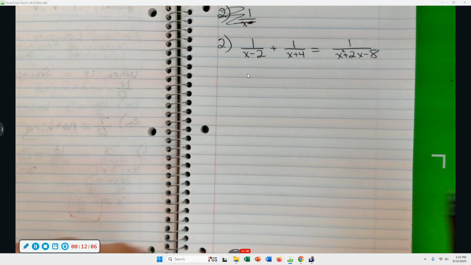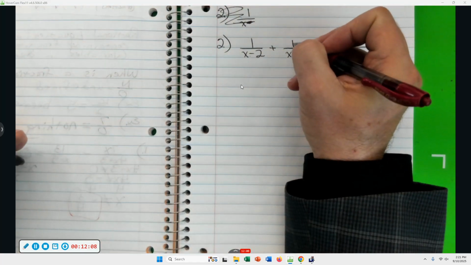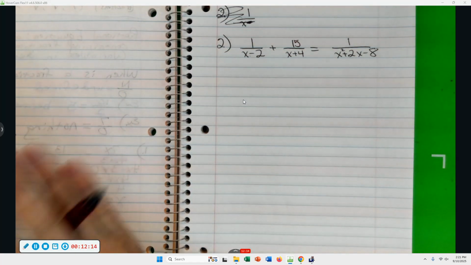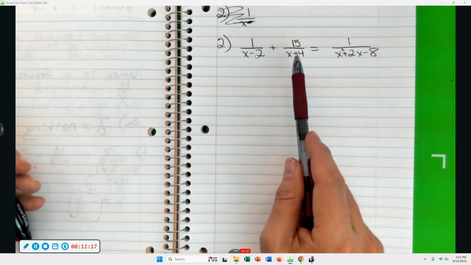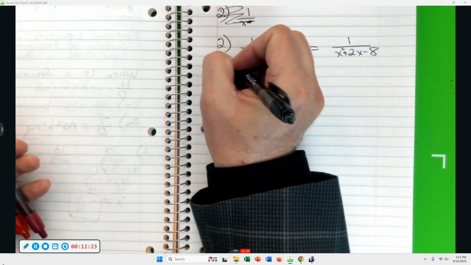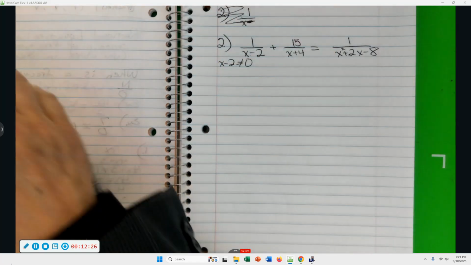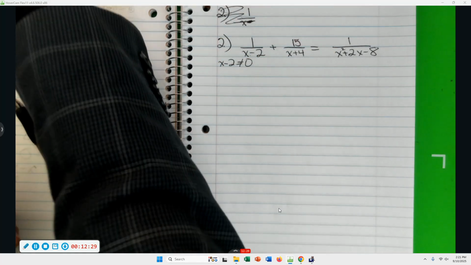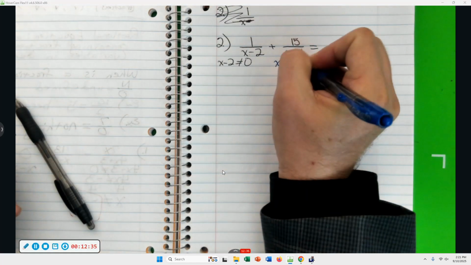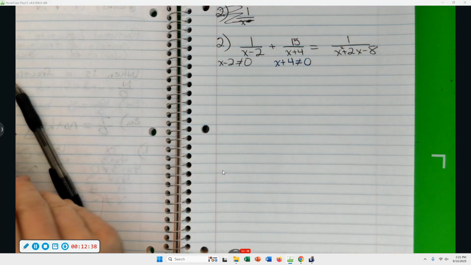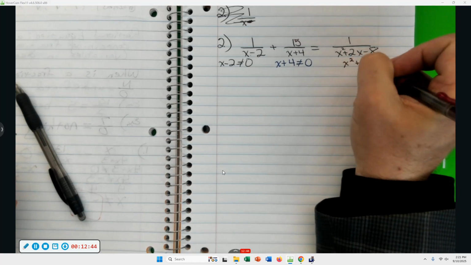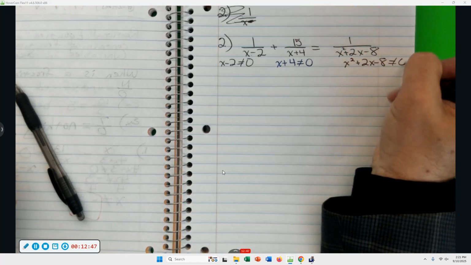Okay, so I have this problem here. Suppose instead of a 1 there, I'd had a 15. Would that change anything? No, the only thing that matters is when are the denominators equal to 0. You don't want x minus 2 to equal 0. You don't want x plus 4 to equal 0. And you don't want that messy third denominator, x squared plus 2x minus 8, to equal 0.